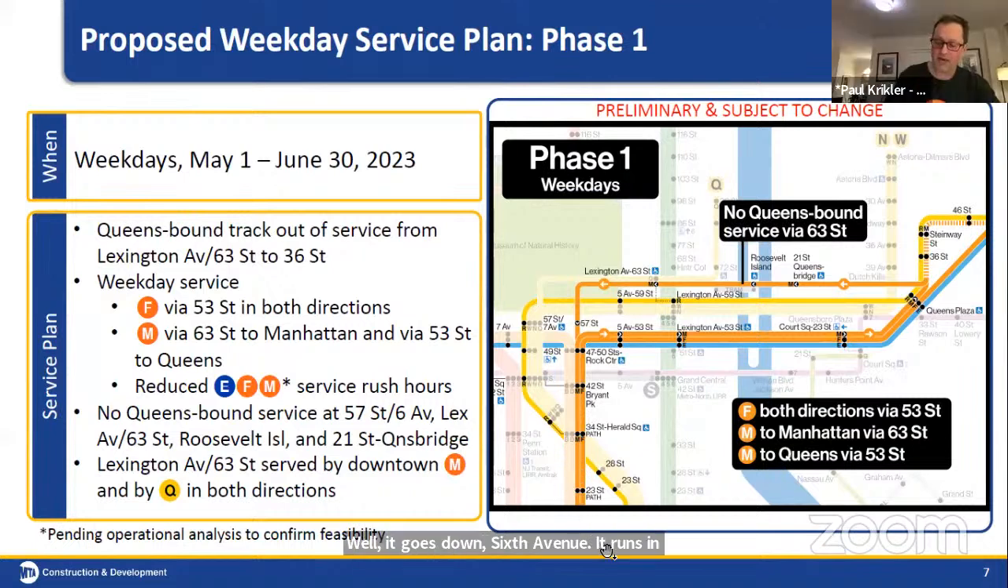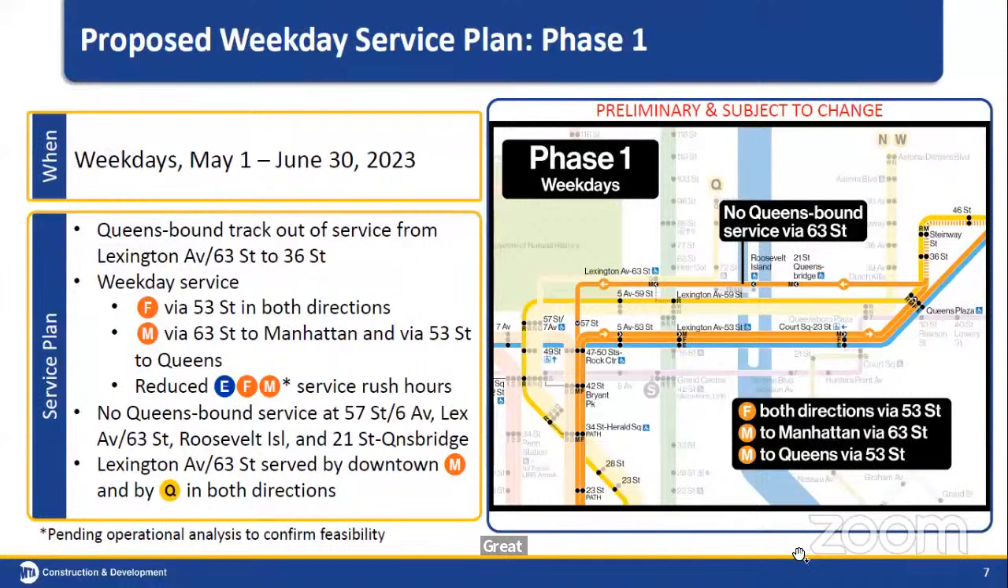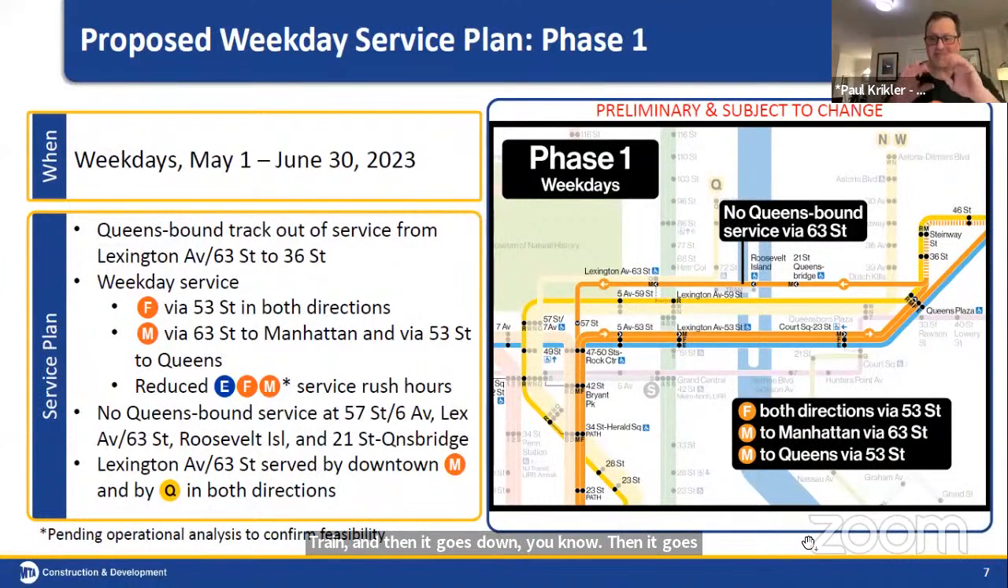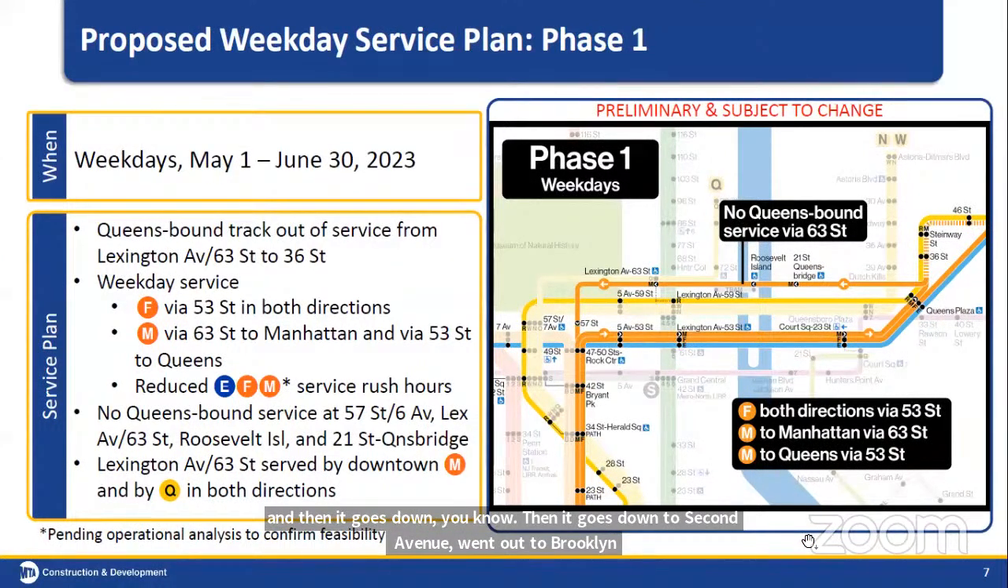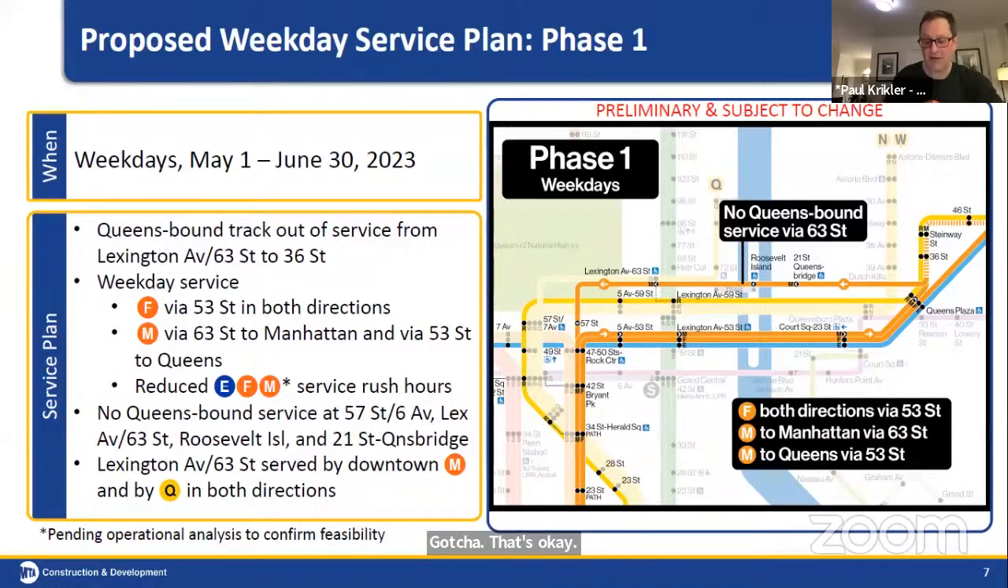Great, okay, got it. And then it goes down to Second Avenue and out to Brooklyn. Middle Village instead of Coney Island. That's okay. I'm just trying to work out where it connects to where it's supposed to connect to. So how about on nights and weekends on phase one?